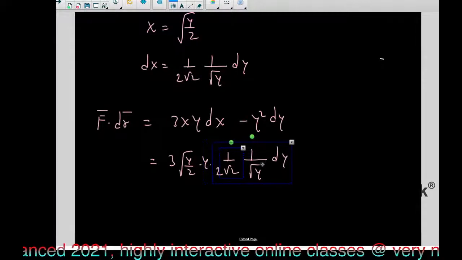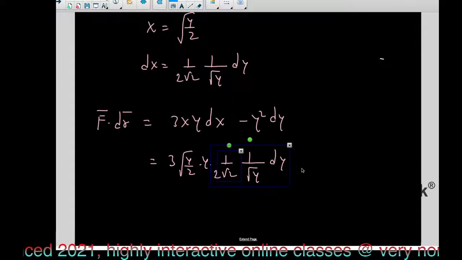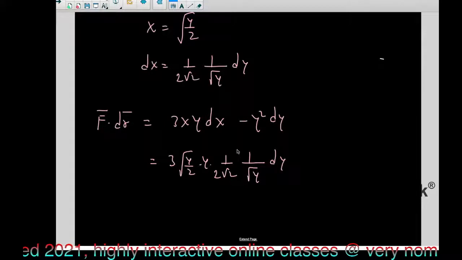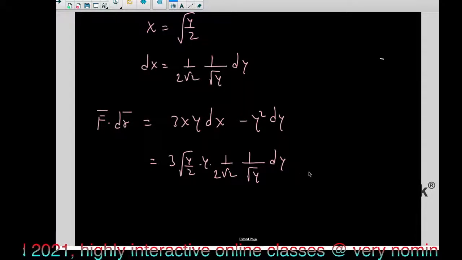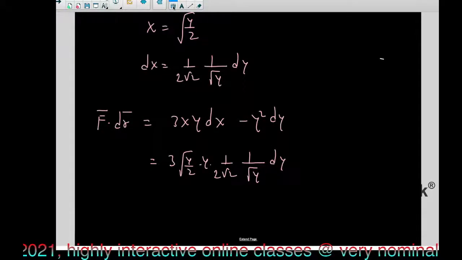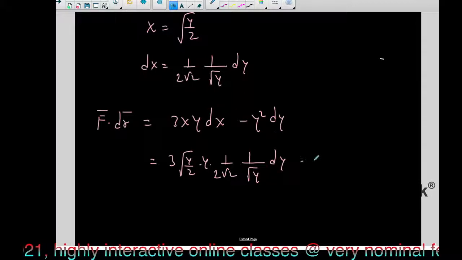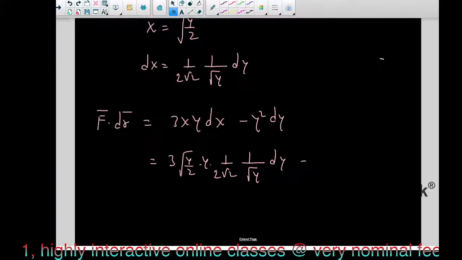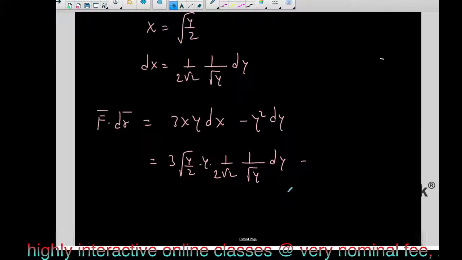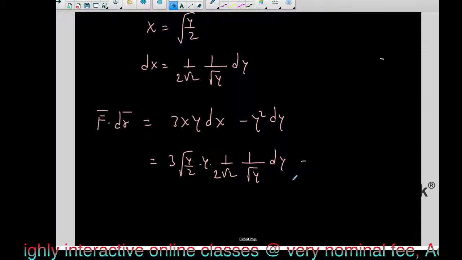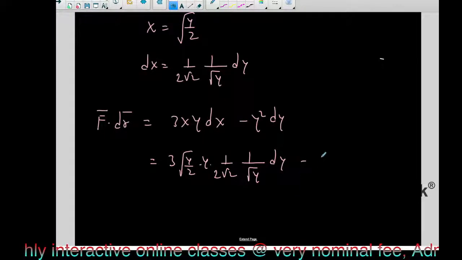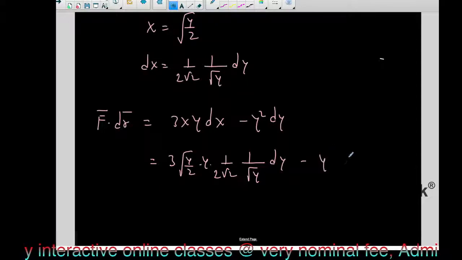This is dx. Are you getting? This I am writing for dx. The same thing. Clear? And what about this one? Minus. Hello? Are you connected? Yes, sir. Okay, fine. So minus y square dy.